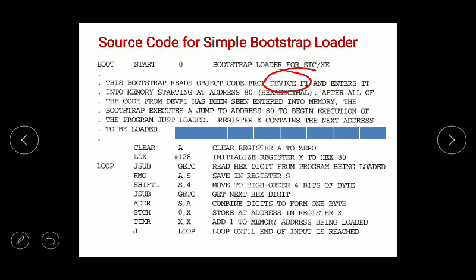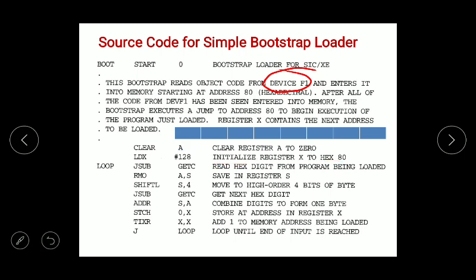Here, let me explain the code. Clear register A. Register A is a general purpose register, or we can consider it as the accumulator. Clear the register A to 0. Now register A contains 0. Next instruction is LDX #128. LDX means load register X with 128. This is decimal 128, which is equivalent to hexadecimal 80. If you convert 128 into hexadecimal, you will get 80. So here you have to supply decimal 128.